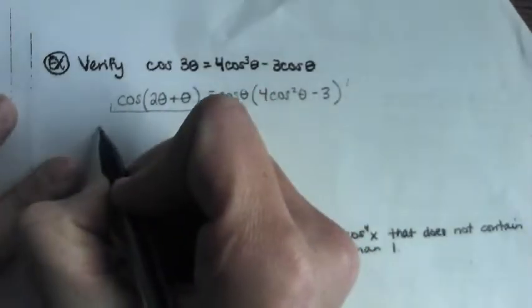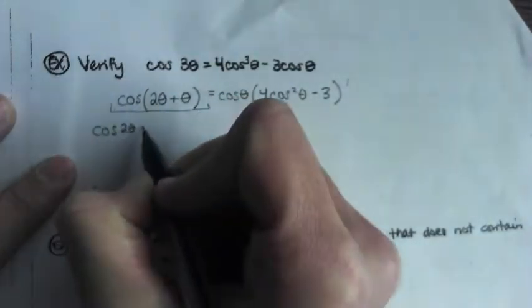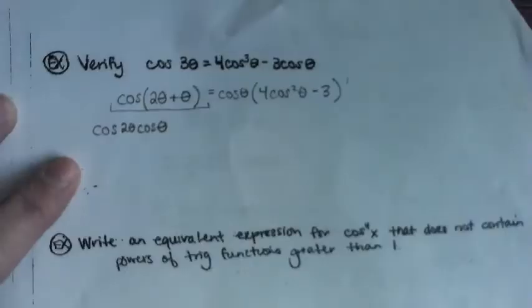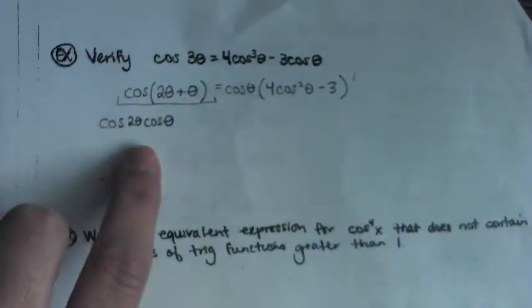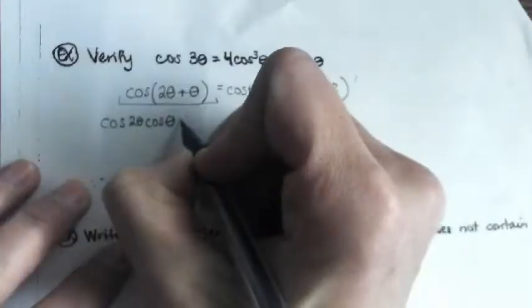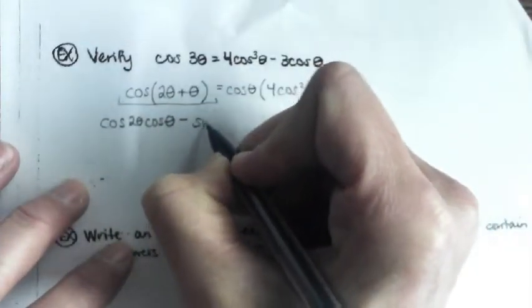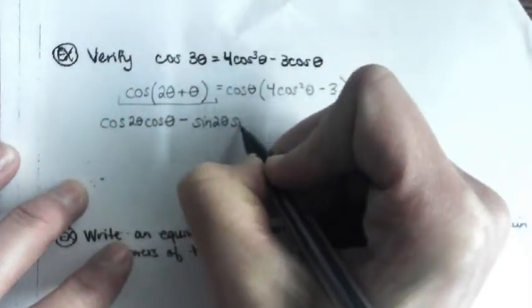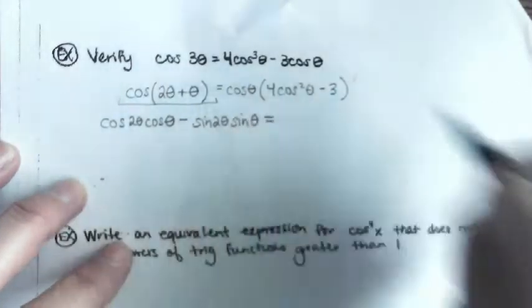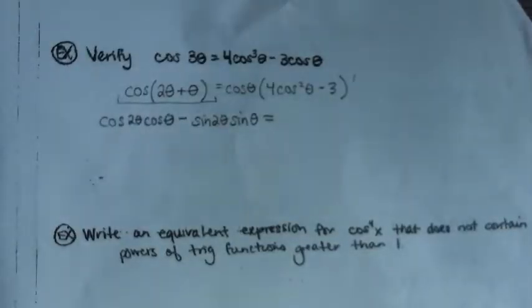So that's cosine 2 theta, cosine theta. What did I say? Cosine cosine minus sine sine. Minus the sine of 2 theta, sine of theta. That's my left-hand side. Using the sum formula to split that up. Now, what can I do to the left side?